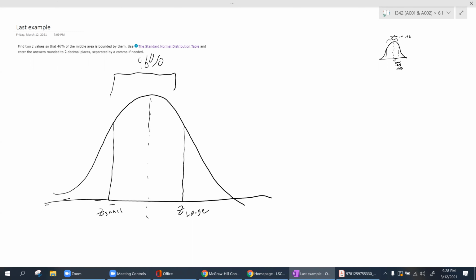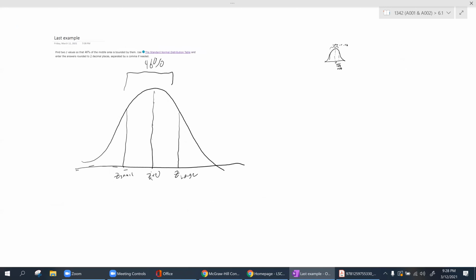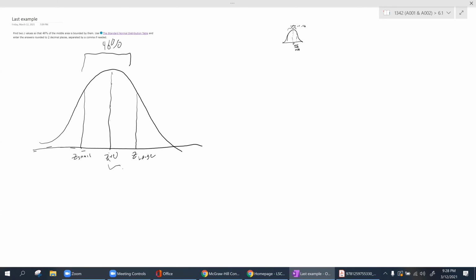Since I know this is z equals 0, and that's right between them, and since this is symmetrical, I know that this here is 23%. If the entire middle piece is 46%, then half of that is just 23%. In other words, this is 0.23. That area, that probability, is going to be 0.23.